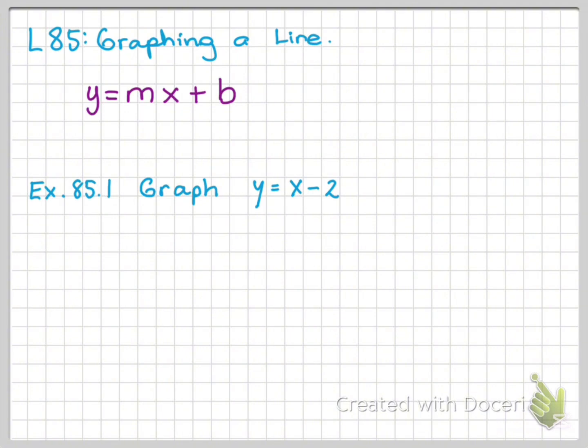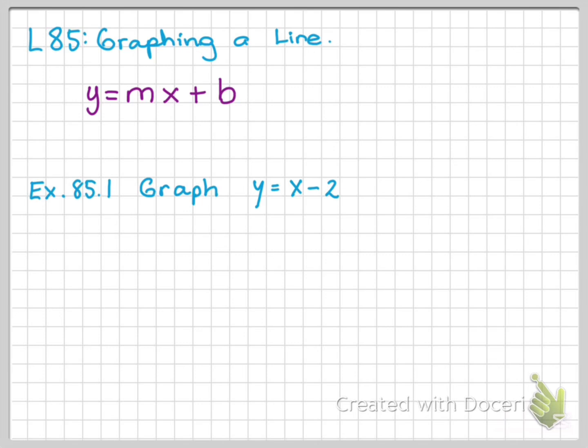So this equation that I wrote there, y equals mx plus b, is the equation of a line. So every time you have something that looks like that, and I'll give you examples in just a minute, you are going to end up with a line, with a straight line. So let's look at what we have.